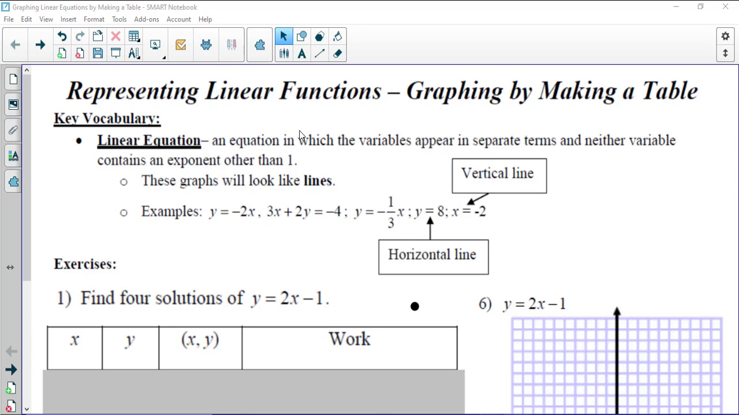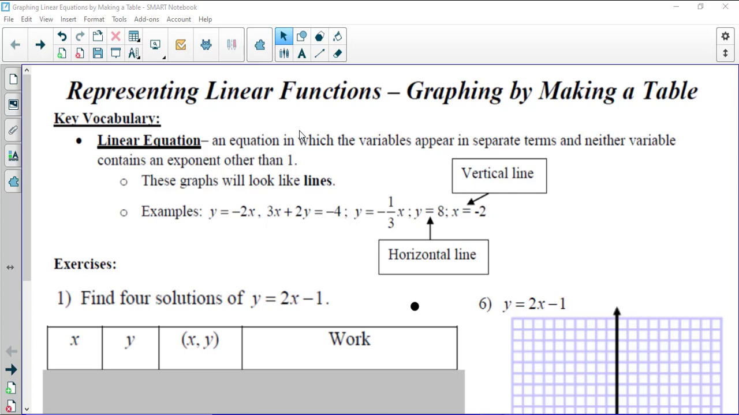So what does a linear equation look like when we graph it? Well, it looks like a line, which is kind of what it says in the name. Some examples of linear equations are y equals negative 2x, 3x plus 2y equals negative 4. X and y are separate terms. Even though they're being added, they're not squished together and being multiplied, and no exponents other than 1. Y equals negative a third x. We can also have some of those fractions and things in there.